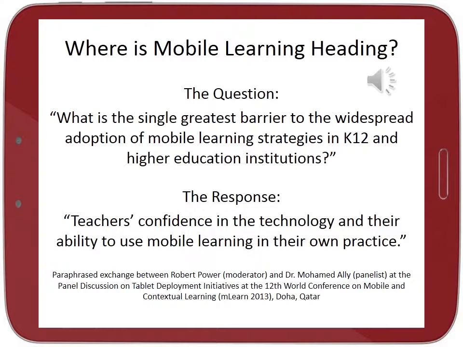Teachers still lack confidence in the technology, and they lack confidence in their ability to integrate the technology into their practice. As we shift from talking about mobile learning and into talking more about ubiquitous learning, it's becoming apparent that the technical deployment issues we've worried about over the past few years are disappearing. Mobile technologies are becoming more robust, more ubiquitous, and easier to use.